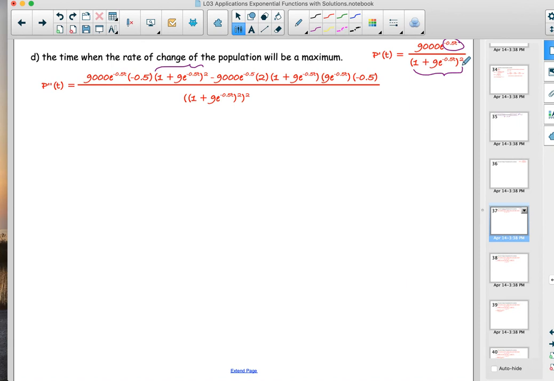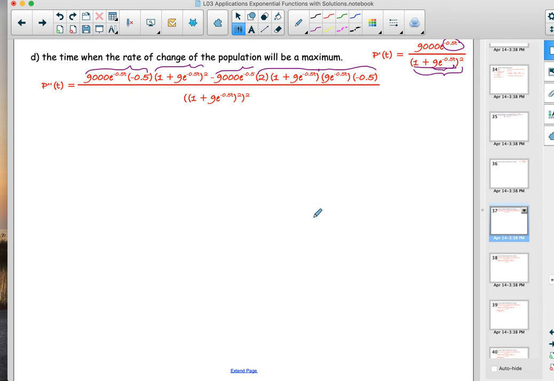Well, that is a power of a function, so I'm going to start with the outer function. The 2 comes down, 1 plus 9e to the negative 0.5t to the power 1. And then I'm going to have to multiply by the derivative of the baby function, or the inner function. The derivative of 1 is 0. The derivative of this exponential function is itself, times its stretch or compression factor, which is 1, times the derivative of the exponent, which is negative 0.5. So that gets me to there. So this little bit here, f prime, that's g. Here is f. And from there to the very end is g prime.